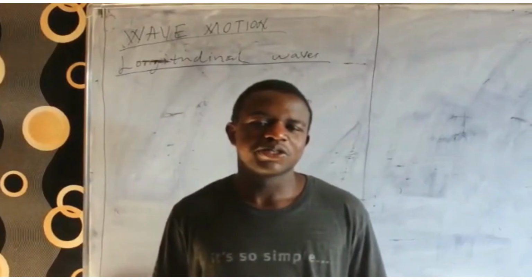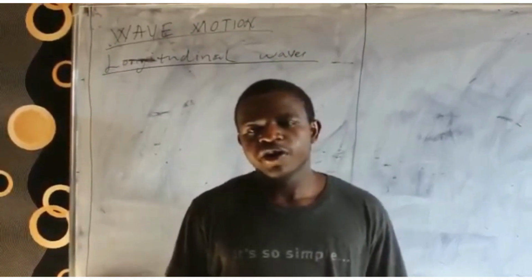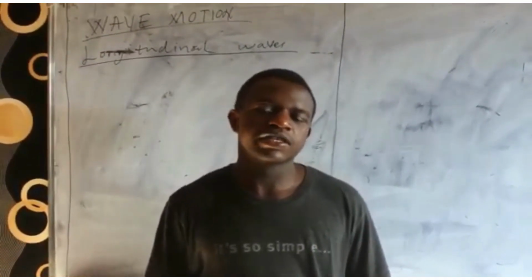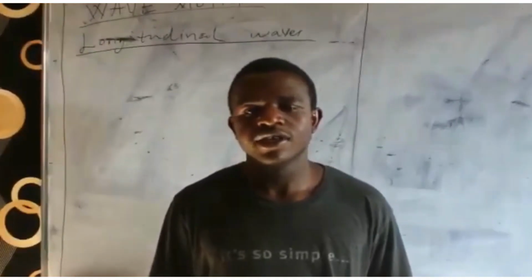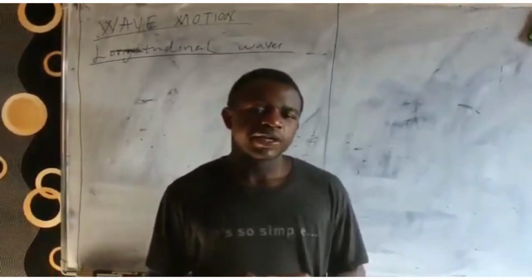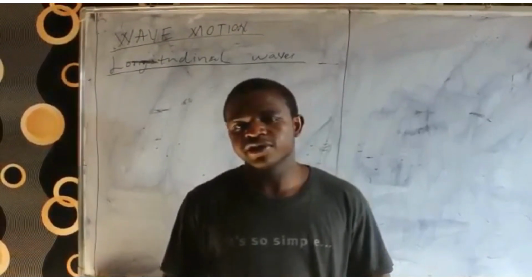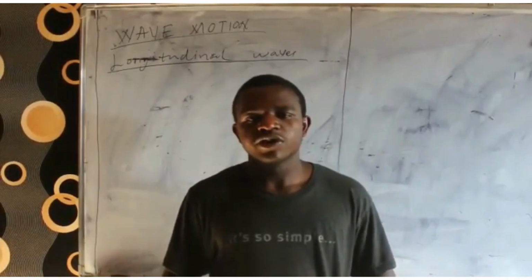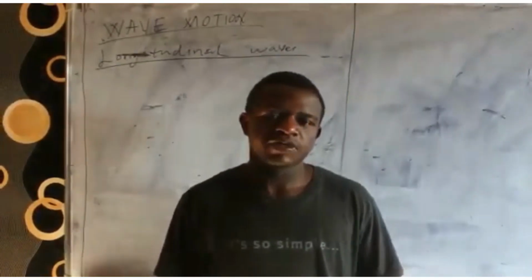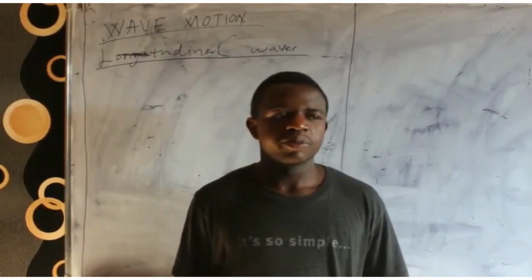The next thing that we're going to talk about is the longitudinal waves. Longitudinal waves are types of waves where the vibration of the particles is parallel to the direction of travel of the waves. And the types of longitudinal waves we have are the sound waves and the spring waves. So let me just write this definition on the board.